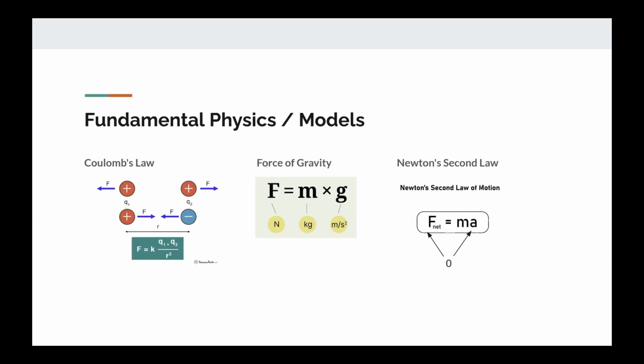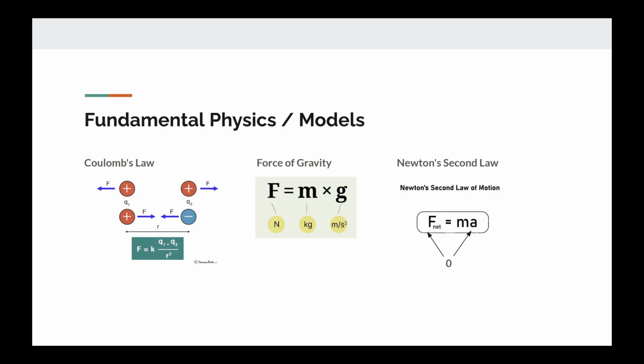Going more into those fundamental physics models that were used is Coulomb's law. Coulomb's law states that the force on a charged particle due to another charged particle is equal to k times the charge of the first times the charge of the second over the distance between them squared. This is important because if we model these two tapes as charges, then we can use this equation to find that force. We also use the force due to gravity, F equals mg.